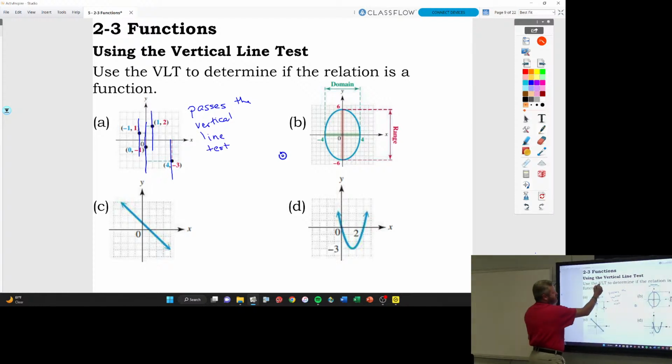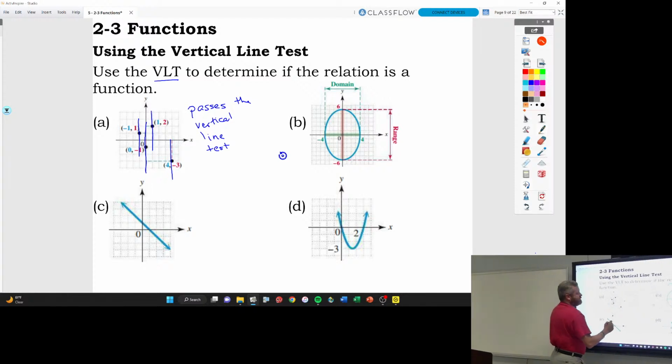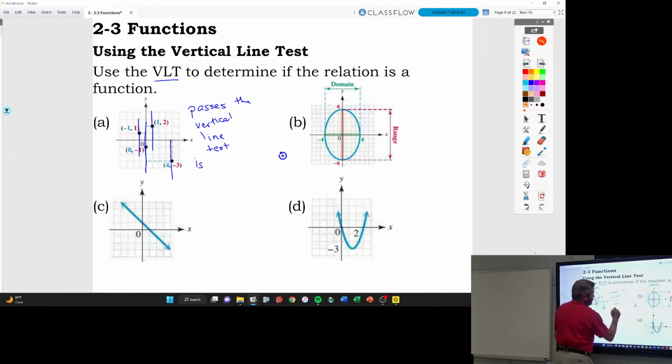And that's written as VLT, vertical line test. So that is a function.